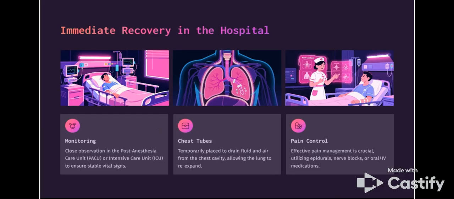Immediate recovery in the hospital is immediately after surgery. Patients are monitored closely in a recovery or intensive care setting. Chest tubes are usually in place to drain fluid and air so the lung can re-expand. Pain control is a major priority, using methods such as epidurals, nerve blocks, or medications. Managing pain effectively helps patients breathe deeply and begin moving sooner, which supports healing.